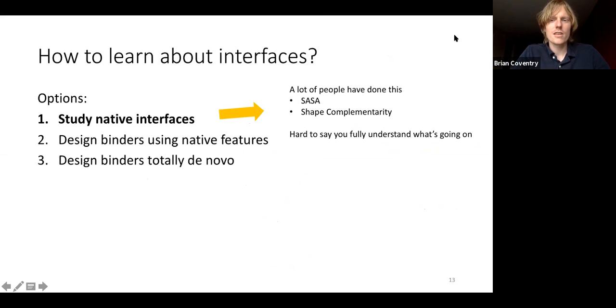And the biggest thing that they've learned is that you really need to get shape complementarity and solvent accessible surface area. These are the two biggest things that you find when you look at this. And although these things correlate, the question is, is there something else underlying these? You're looking at correlates to the real thing. It's also hard to say you fully understand it if you're not testing. I mean, sure, you can test it on holdouts, but you're not making new proteins.